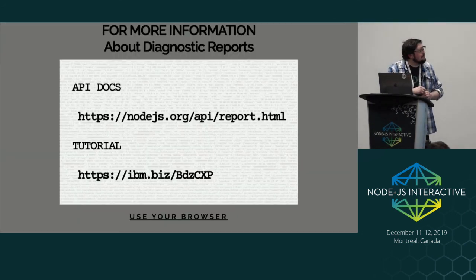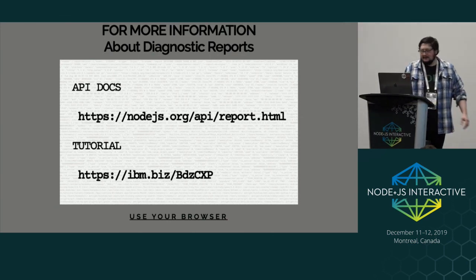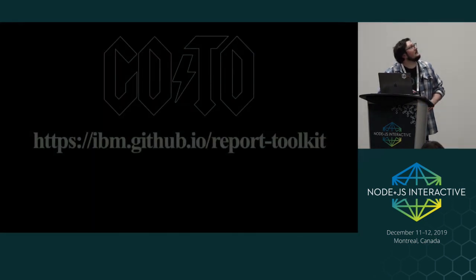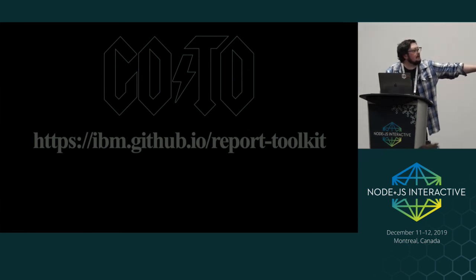If you want more information about diagnostic reports, it is in the lovely Node.js documentation. There's a tutorial written by Girish, who spoke about diagnostic reports yesterday, and he was also the one who got this code into core. That tutorial is at developer.ibm.com. You can also find the documentation site for Report Toolkit at ibm.github.io/report-toolkit. I apologize, this is not very legible. It is an IBM project. I'm the only person working on it, but it is still an IBM project.